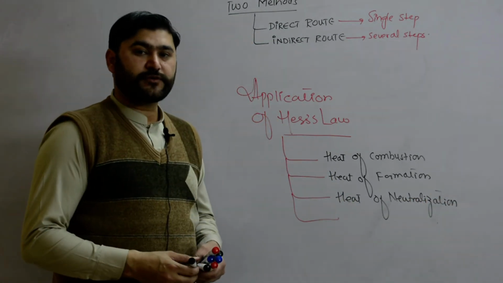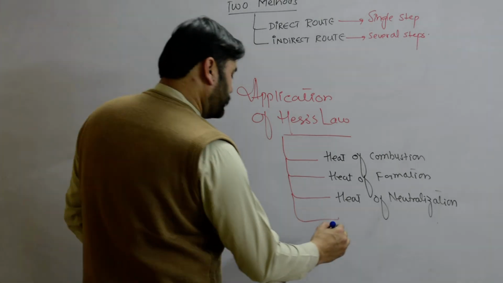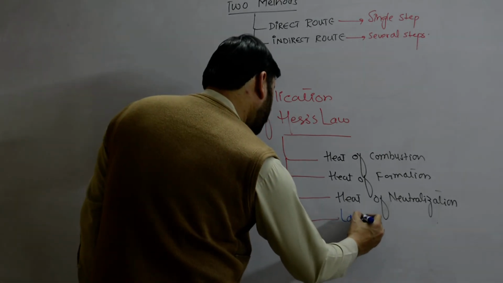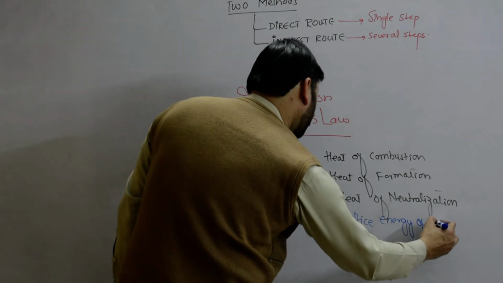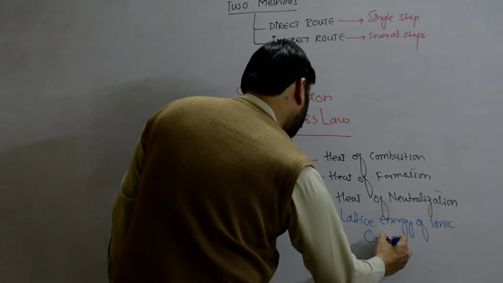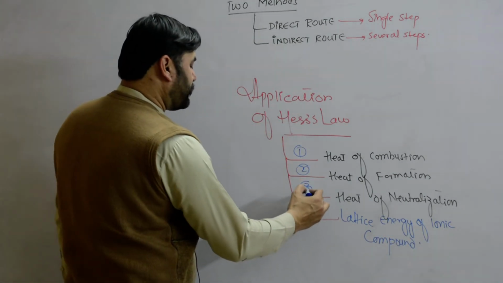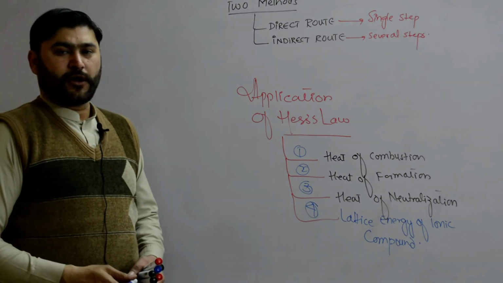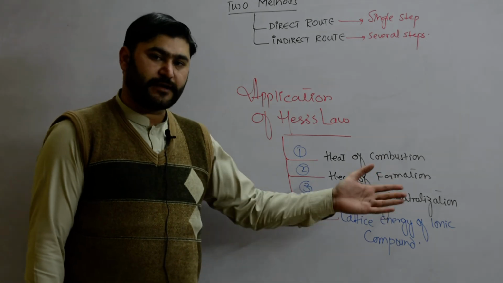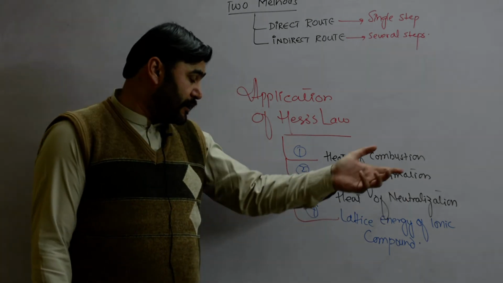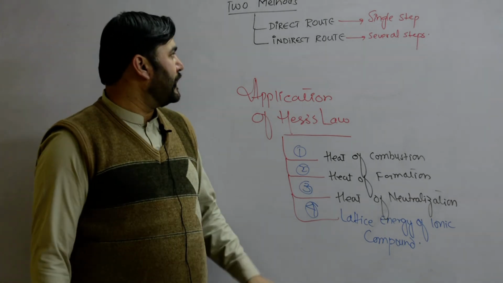And the last one, the most important, is that it is used to find the lattice energy of ionic compounds. So these are the 4 important applications of Hess's law. According to Hess's law, we can find the heat of combustion, heat of formation, heat of neutralization and lattice energy of ionic compounds. We can find these four things with the help of Hess's law.